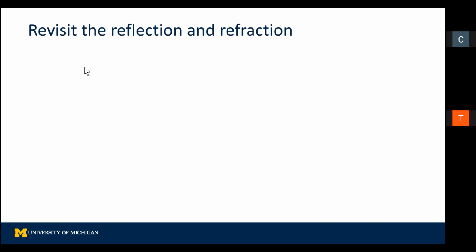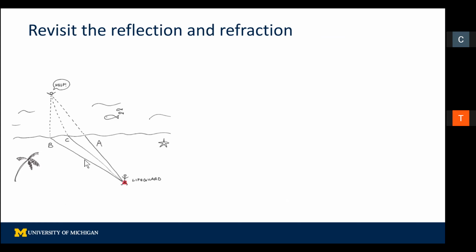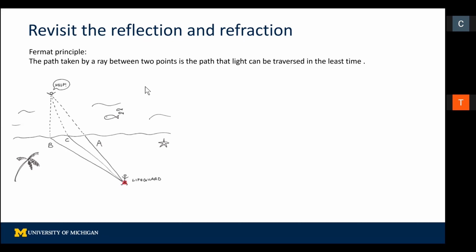Next, we want to see how light manipulation can actually be achieved. In order to say this, we need to revisit the reflection and refraction theory. So let's consider a situation where a lifeguard wants to save a drowning man in the sea. Which path would this lifeguard take? You probably will not take path A or path B, and you need to consider your speed and the distance you travel on both the land and the sea. So that is also the case for light travel.